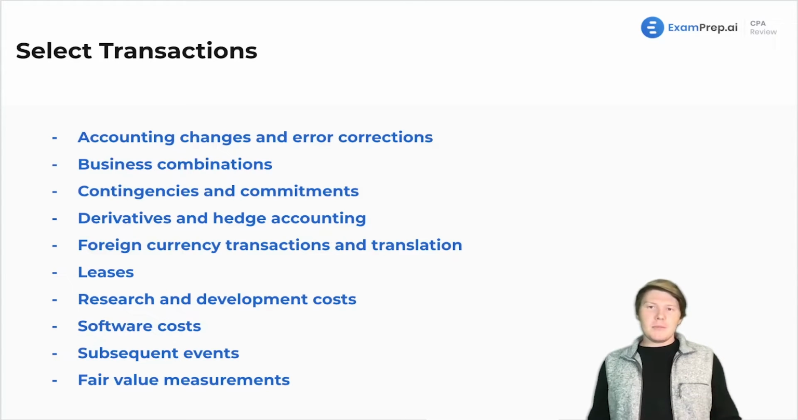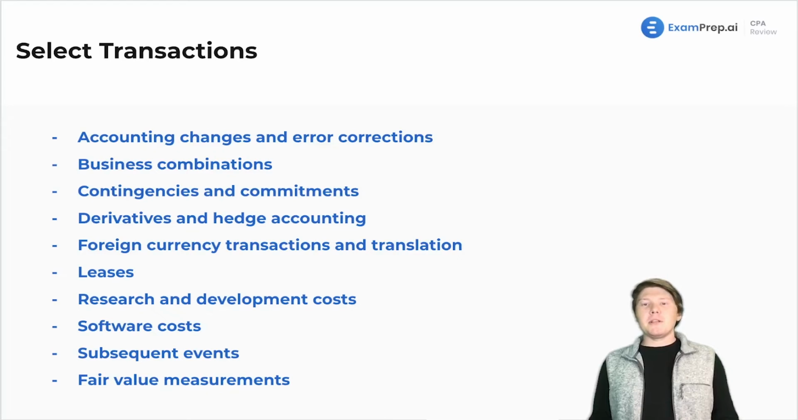Subsequent events, similar to contingencies and commitments, sort of, you can kind of see the connection there. Do we need to disclose something? Do we need to account for it on the financial statements? You've seen the criteria, you've seen examples. Be familiar with those examples.